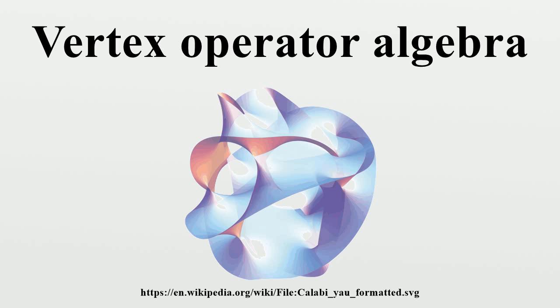Under the grading provided by the eigenvalues of L_0, the multiplication on V is homogeneous in the sense that if u and v are homogeneous, then u_n v is homogeneous of degree deg u plus deg v minus n minus 1. The identity 1 has degree 0, and the conformal element omega has degree 2. L_{-1} equals T. A homomorphism of vertex algebras is a map of the underlying vector spaces that respects the additional identity, translation, and multiplication structure. Homomorphisms of vertex operator algebras have weak and strong forms, depending on whether they respect conformal vectors.